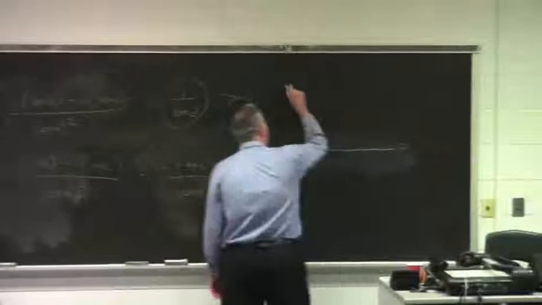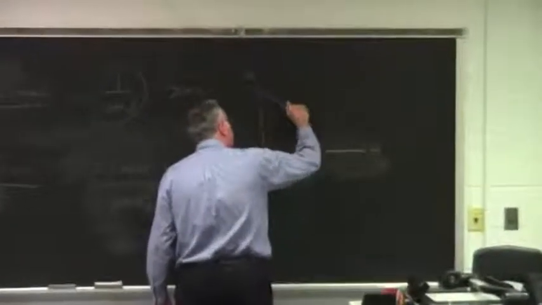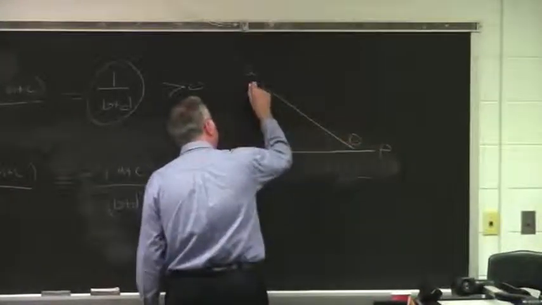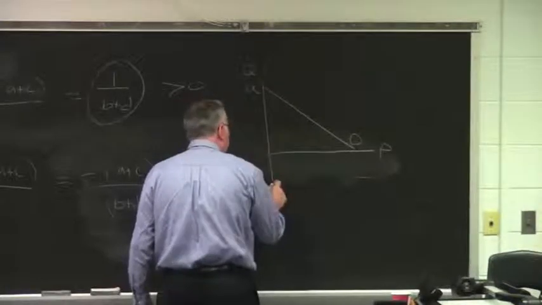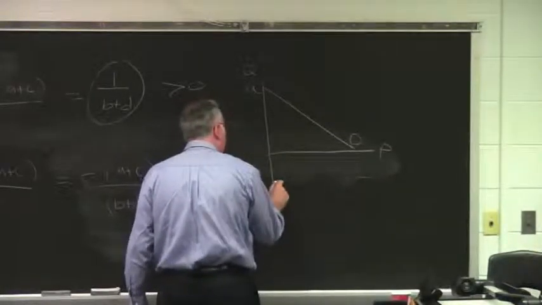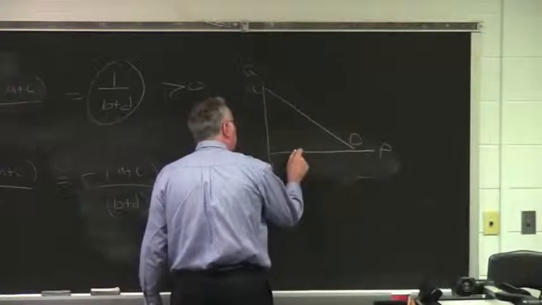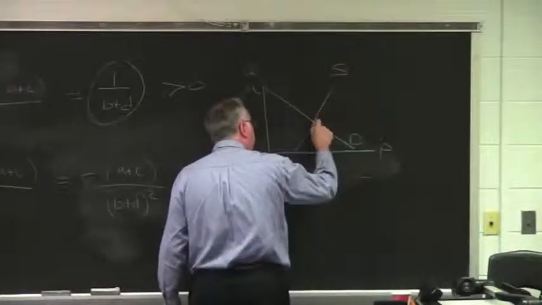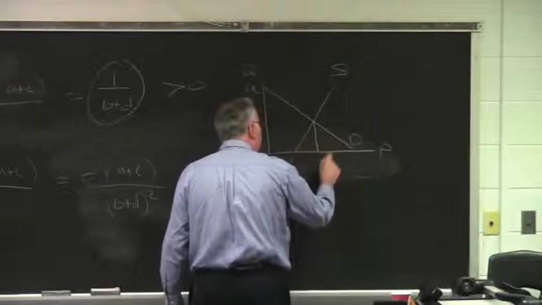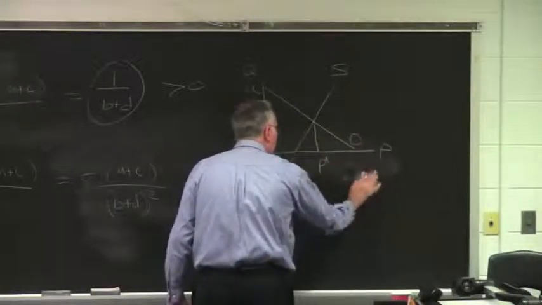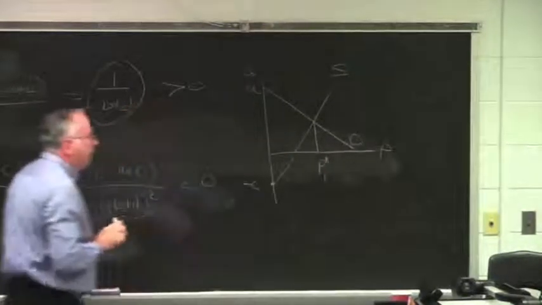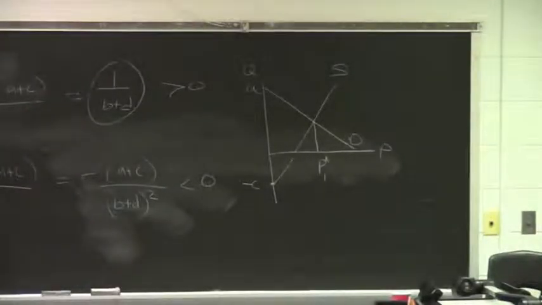Here's our original supply and demand curves. Here's demand. Here's supply. And our original price is right here. Call it P star 1. Now that's for our original values of A, B, C, and D. But now, what's happened? Let's assume that B gets bigger.